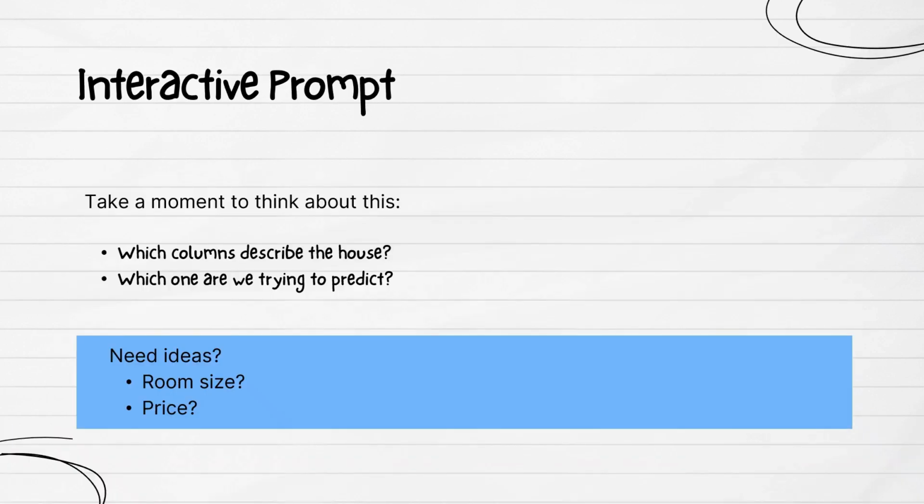Pause and observe. Which column describes the house? Which one are we trying to predict? Great. You have just identified the feature and label.